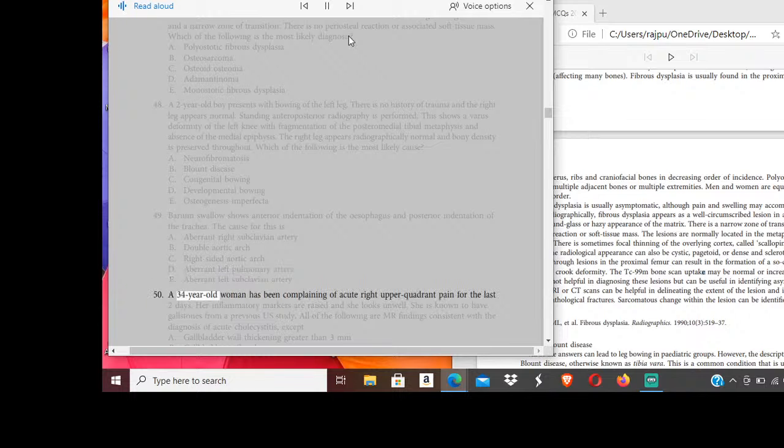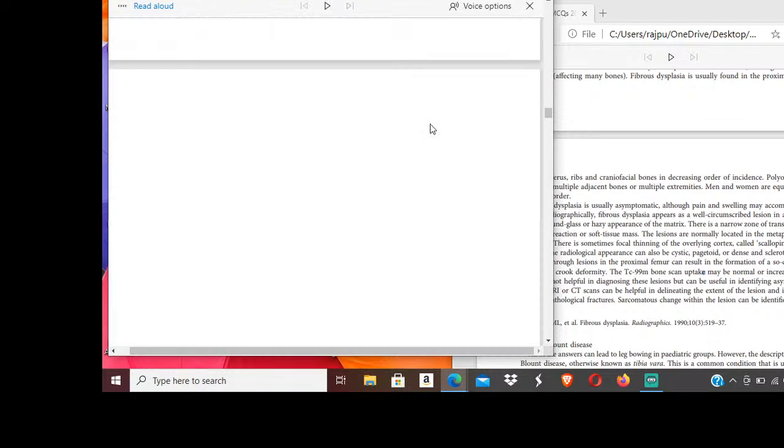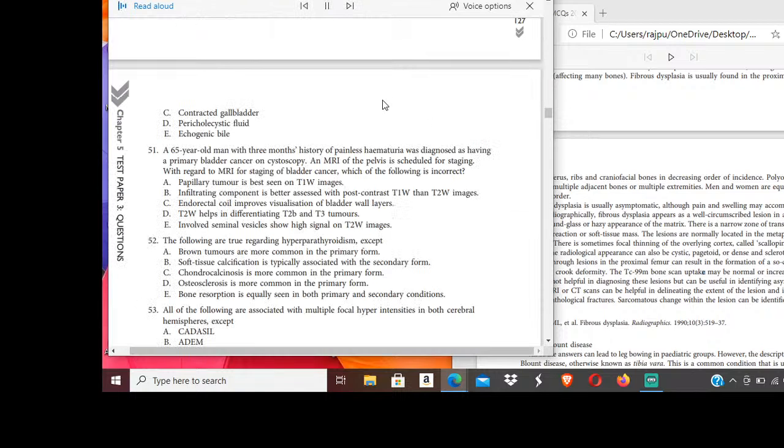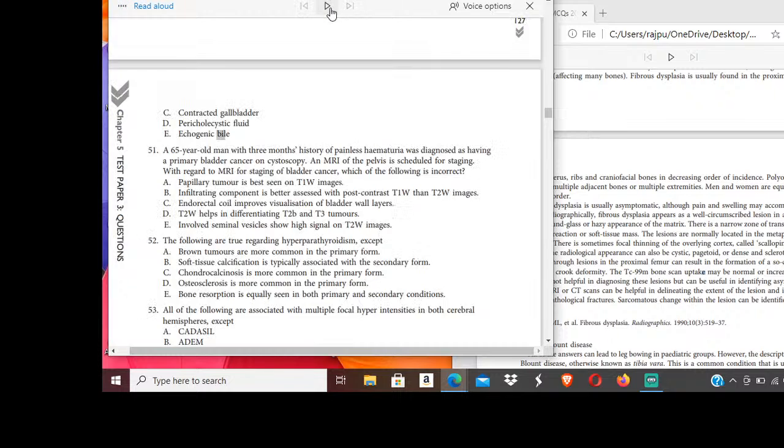50. A 34-year-old woman has been complaining of acute right upper quadrant pain for the last 2 days. Her inflammatory markers are raised and she looks unwell. She is known to have gallstones from a previous ultrasound study. All of the following are MR findings consistent with the diagnosis of acute cholecystitis, except A. Gallbladder wall thickening greater than 3 mm. B. Gallbladder wall edema. C. Contracted gallbladder. D. Pericholecystic fluid. E. Echogenic bile.